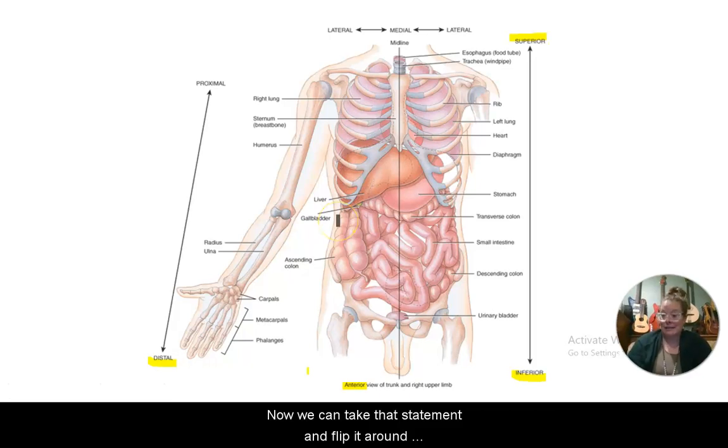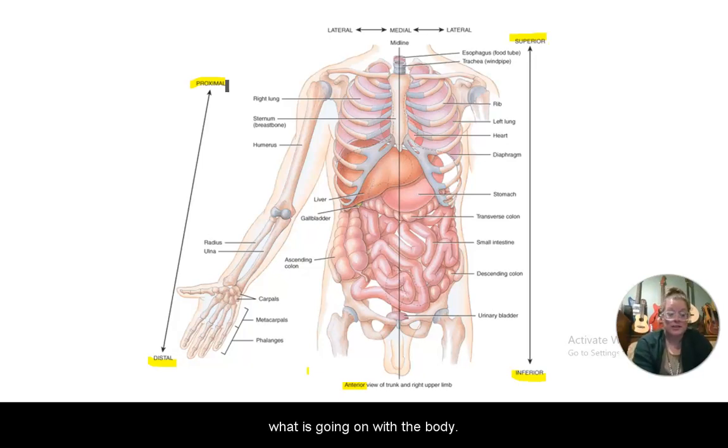Now we can take that statement and flip it around to the exact opposite, and we can say that our shoulder is proximal to our fingers, meaning that our shoulder is closer to the point of attachment than our fingers. So again, it's really interesting to take a look at how we can utilize this terminology to make sure that everyone is understanding specifically what is going on with the body.